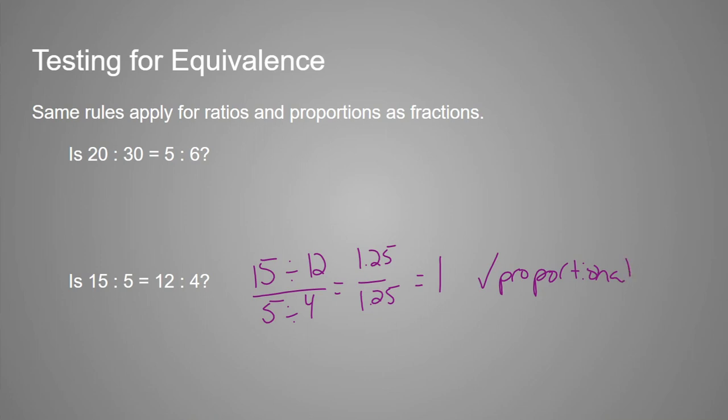But let's look at it the other way, because I'm guessing most of you watching this video are going to prefer to find their decimals and go from there. And that's fine. We're going to take 15 divided by 5. That gives us 3. 12 divided by 4 also gives us 3. Because these are equal, we just found another way to confirm that, yes, in fact, this is proportional.